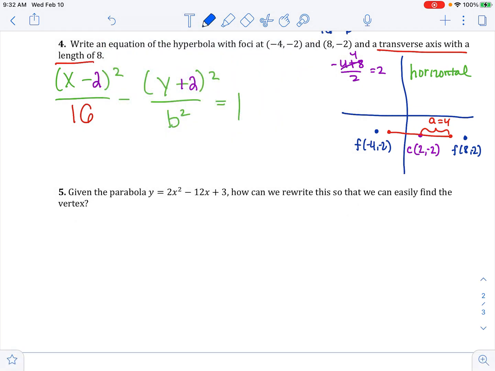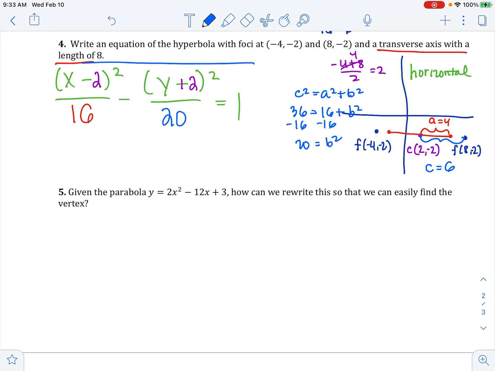Now I can get b squared using c and a. All right, so the distance between my center and my focus from 2 to 8 is 6. So now I'm going to do c squared equals a squared plus b squared. That's 36 is equal to 16 plus b squared. Subtract 16, and we have b squared is 20. So I can erase this b squared, and I can put a 20 here.